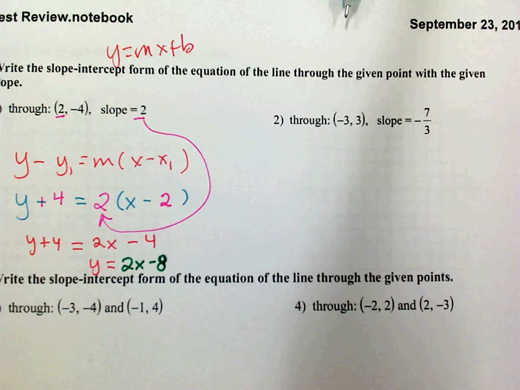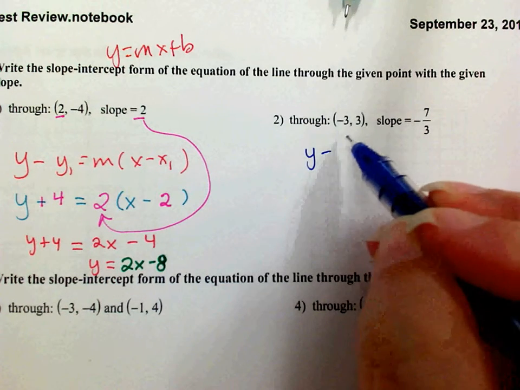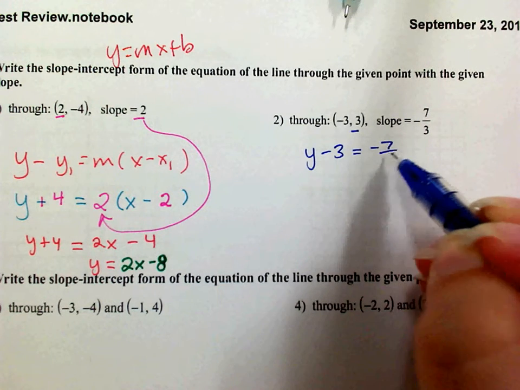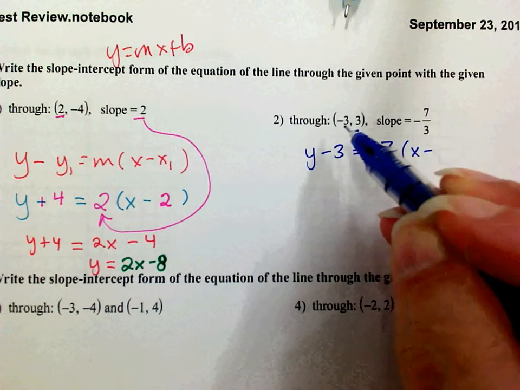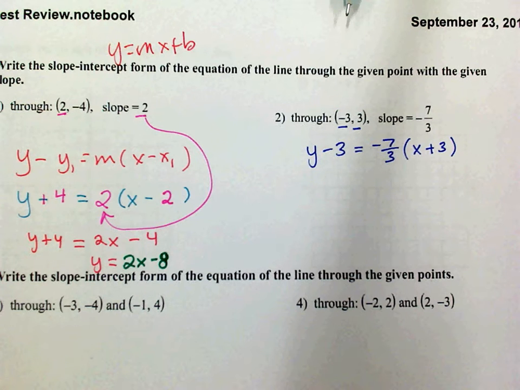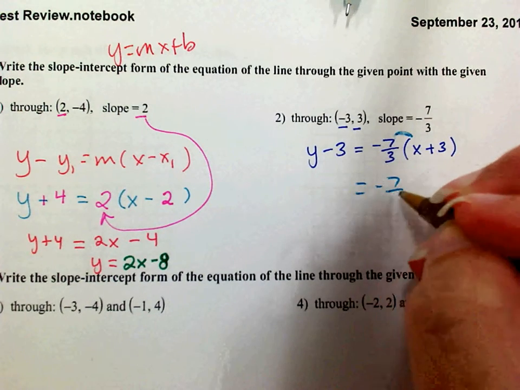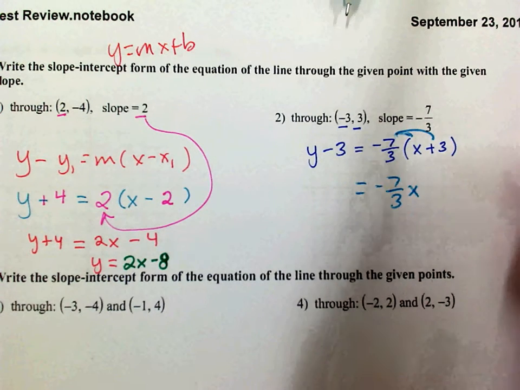Let's just go through it real quick. So y minus what? Y minus 3 equals, okay, times x minus a negative 3, so plus 3. Okay, what are you going to do? Okay, negative 7/3 times x is just negative 7/3 x, right? What is negative 7/3 times 3? Negative 7. The 3's cancel out.